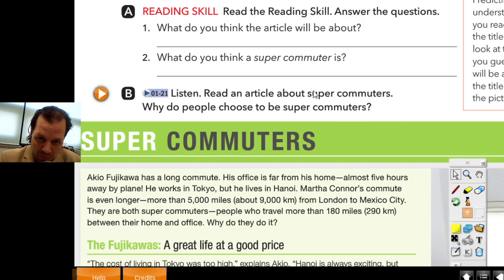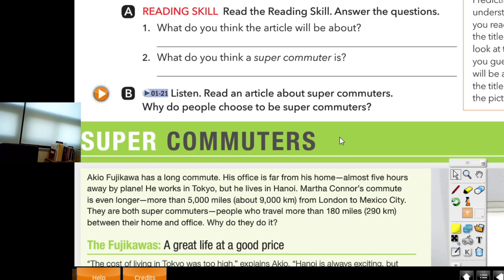Read. Supercommuters. Akio Fujikawa has a long commute. His office is far from his home, almost 5 hours away by plane. He works in Tokyo, but he lives in Hanoi. Martha Connor's commute is even longer, more than 5,000 miles, about 9,000 kilometers, from London to Mexico City. They are both supercommuters, people who travel more than 180 miles, 290 kilometers, between their home and office. Why do they do it?